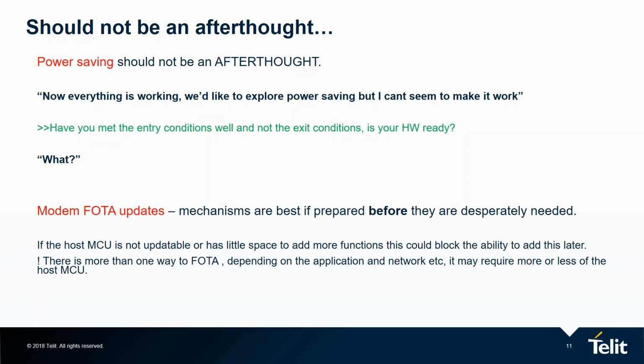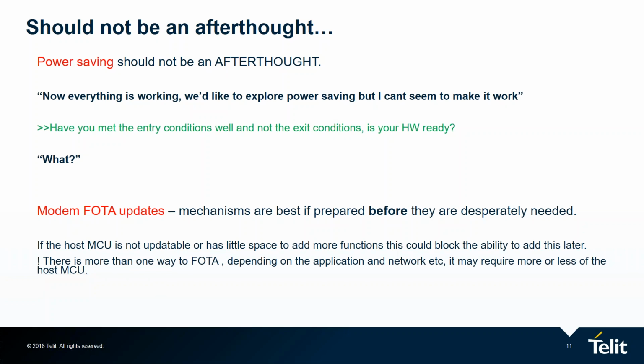Over the air upgrades, again, this is something which people think about maybe as an afterthought. And usually they're in the middle of some sort of disaster, they need to upgrade the modem code to have a new feature. Let's say they need TLS 1.2 for the sake of the argument. This is best prepared before you desperately need it. So if you've designed with something like a host MCU, which is not updatable or doesn't have much resource that you can even add more handling, then this could be a blocking point.